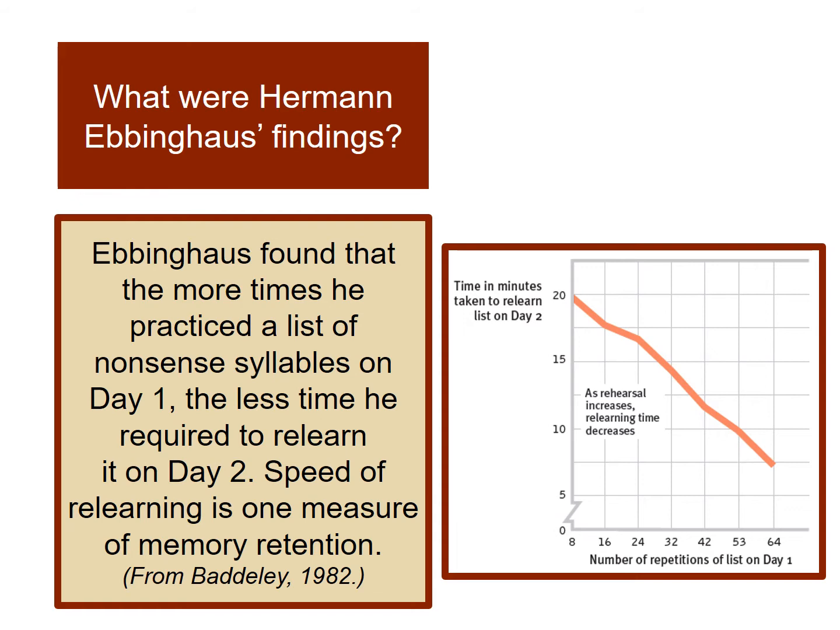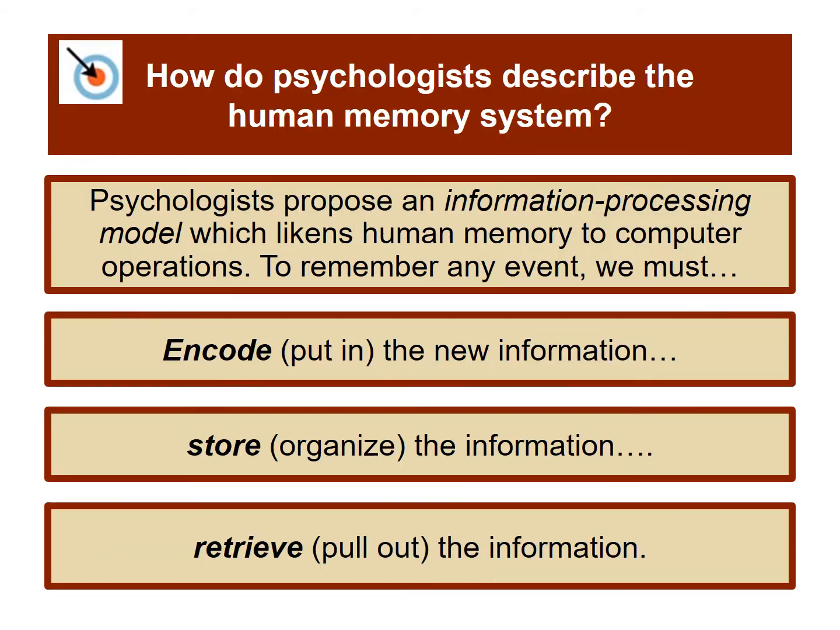So what were Hermann Ebbinghaus's findings? Ebbinghaus found that the more times he practiced the list of nonsense syllables on day 1, the less time required to relearn it on day 2. Speed of relearning is one measure of memory retention. So as rehearsal increases, relearning time decreases. And I know you guys, especially you guys who have had me multiple times, I have said so many times that you need to hear, say, see something at least 8 times in order for it to sink in. That goes back to Hermann Ebbinghaus's findings.